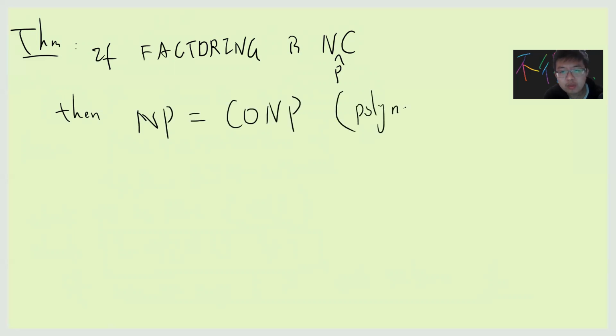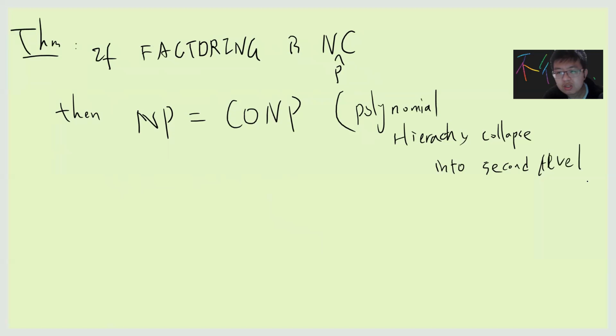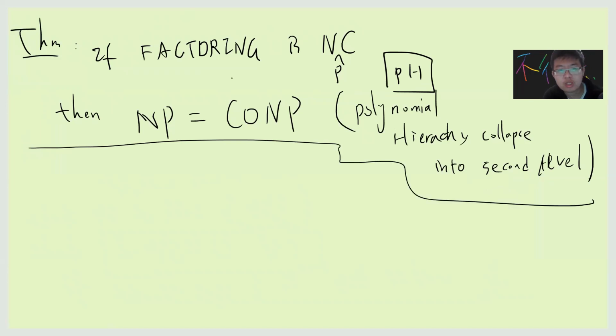Well, basically one can say that the polynomial hierarchy collapses into the second level. Second level or first level? But basically, you know that the polynomial hierarchy will collapse, because if NP equals coNP, then all the sigma 2 and pi 2 will be the same. And most of computer science believes that all the classes in the polynomial hierarchy are different from each other. So this is why people do not believe that factoring is NP complete.